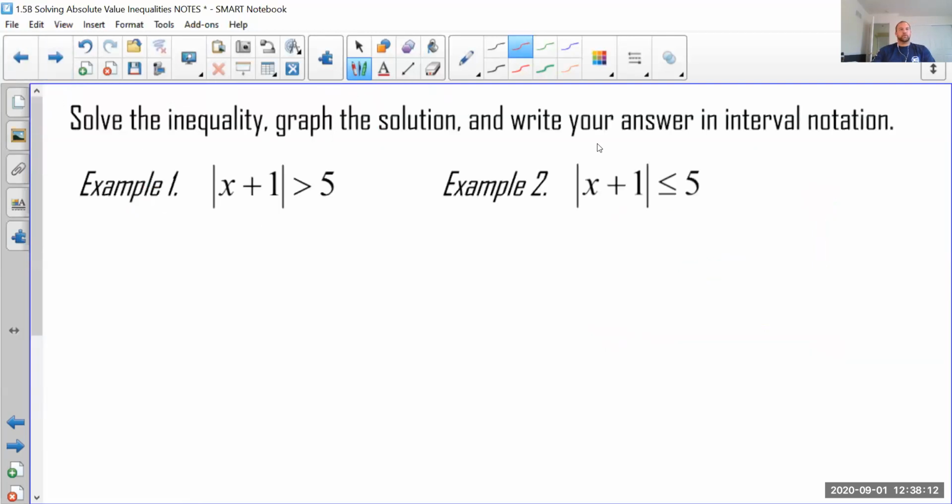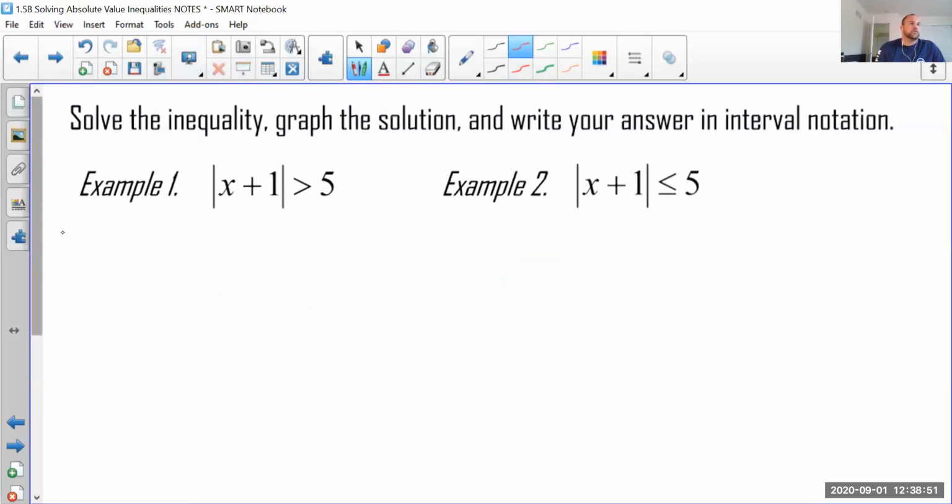All right, let's look at a couple of examples here. It says: solve the inequality, graph the solution, and write your answer in interval notation. I did notice some people on their homework, and I tried to comment on your homework. Make sure anytime you're doing inequalities that you're writing your answer in interval notation. Remember that's where we use the parenthesis or the bracket, and sometimes we have infinity. Anytime we're doing inequality problems, your final answer always needs to be in interval notation.